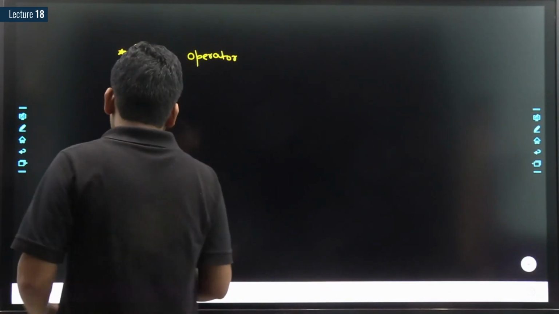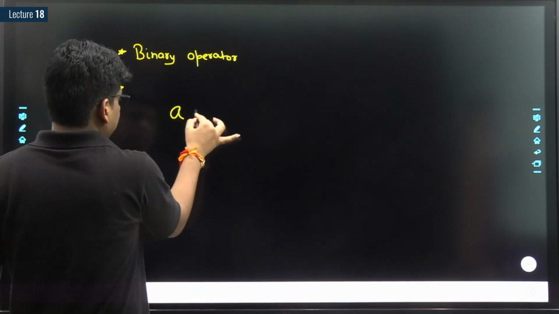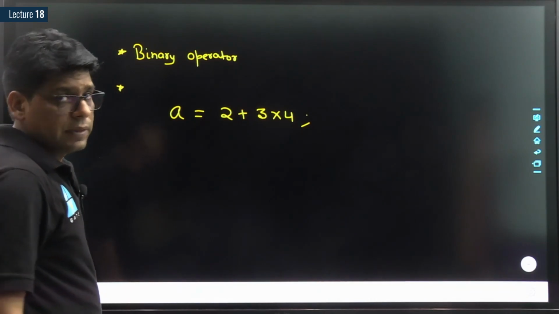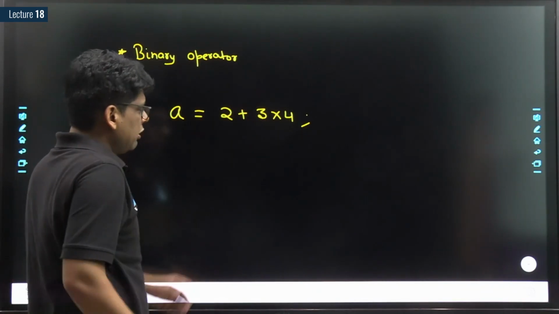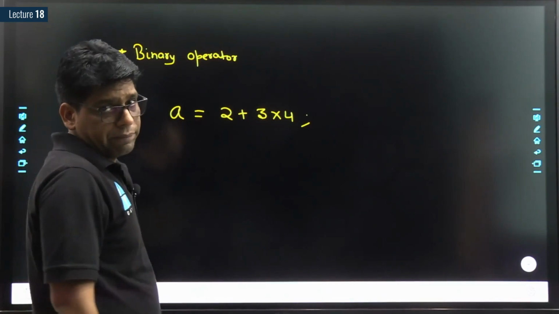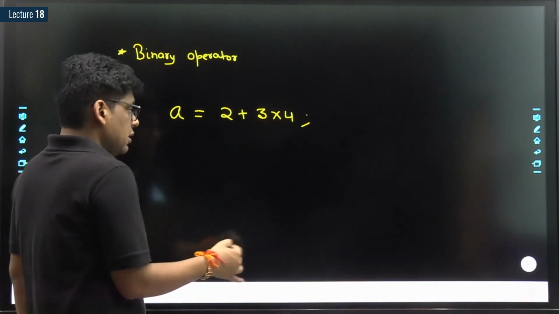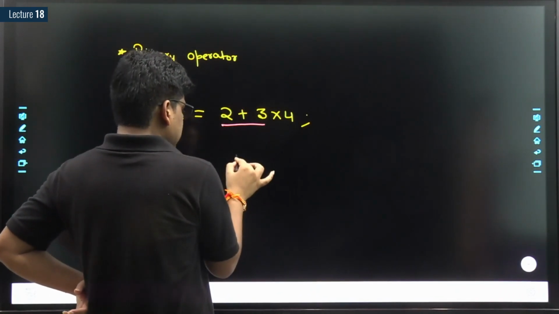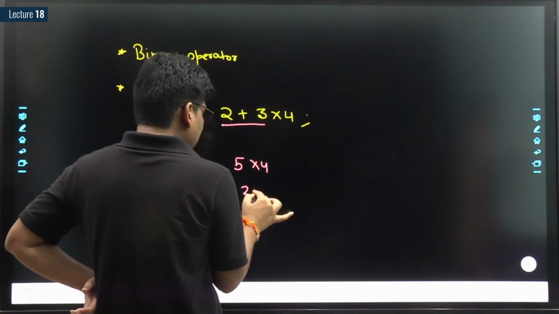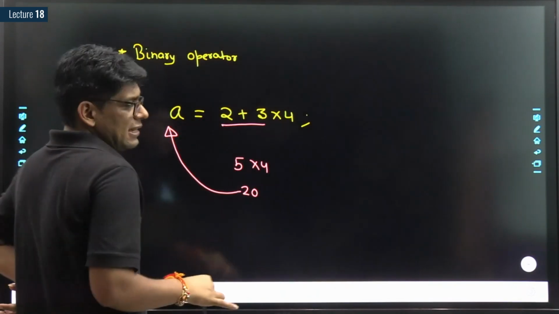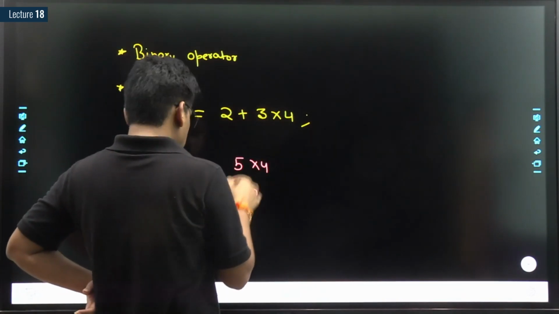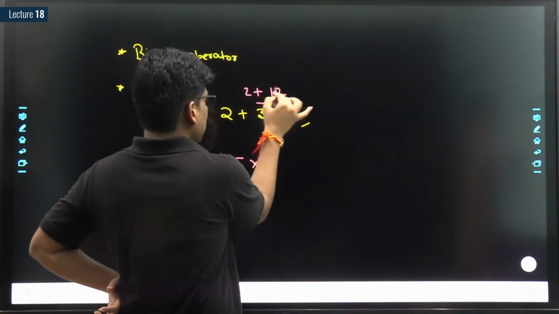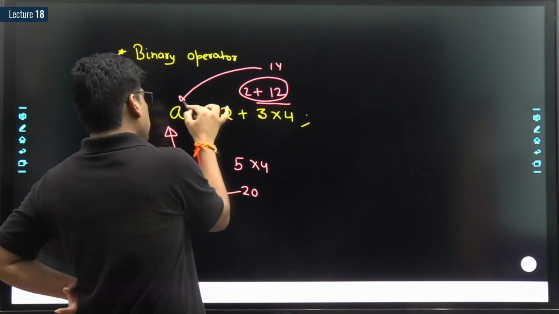Sir, let's talk about some mathematics. If I ask you what is the value of A, or what is the value that goes inside variable A, there could be 2 answers. Someone can say, sir, I will perform this first. If I perform this first, it is 5 into 4 and the final value that goes inside A is 20. Someone says, I will not do this first, I will do this first, and this is 12, and 2 plus 12, that is 14, is the value that goes inside A.